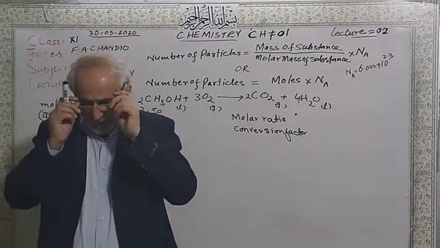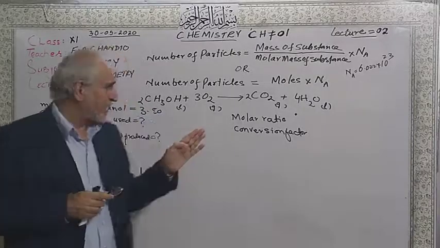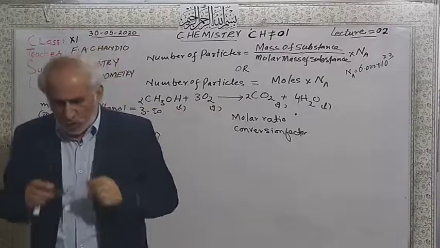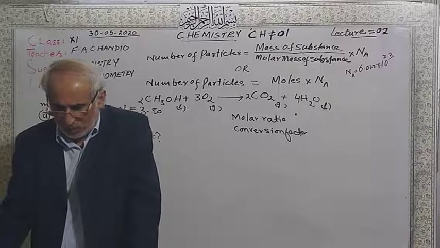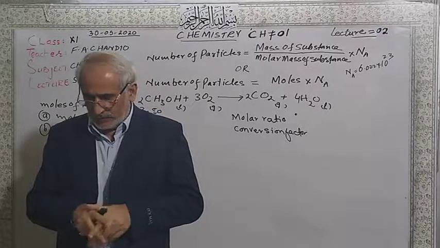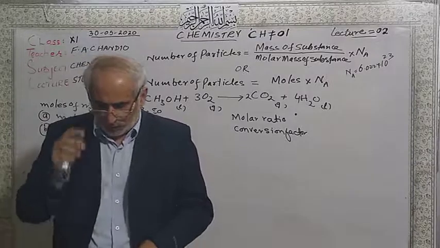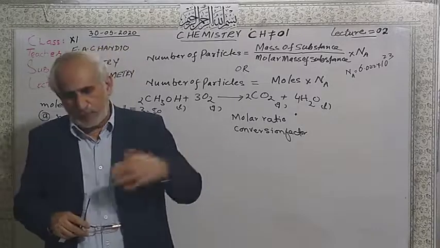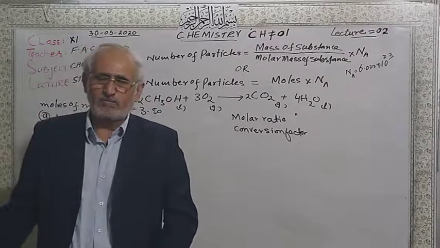When you explain the conversion factor, the ratio of coefficients, these are the coefficients, 2, 3. The ratio of coefficients found in the balanced chemical equation which can be used to interconvert the amount of two participants, maybe reactant side, maybe product side, is called conversion factor.